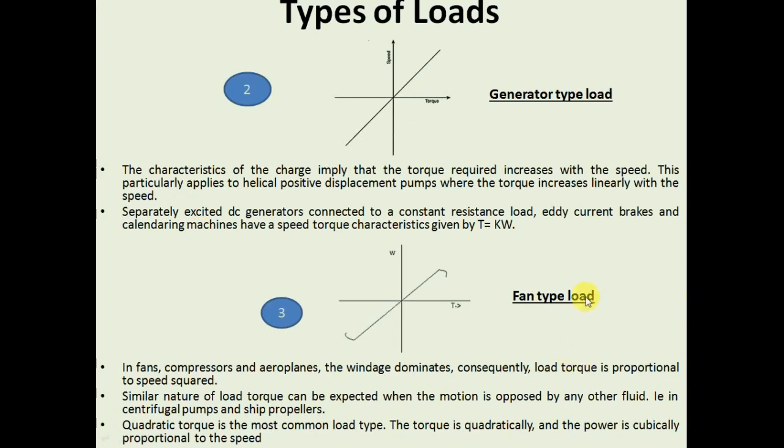Next is fan type load. In the case of fan type load, the torque will be directly proportional to omega square. So the characteristics will be like this. Some more curve will be there. From this characteristics, as the torque is directly proportional to omega square, the component which will be dominating is the windage torque. So this will be applicable only in those particular applications which will be running at very high speed. Such examples are fans, compressors and aeroplanes. We can even consider ship propellers and high-speed hoists among these examples.